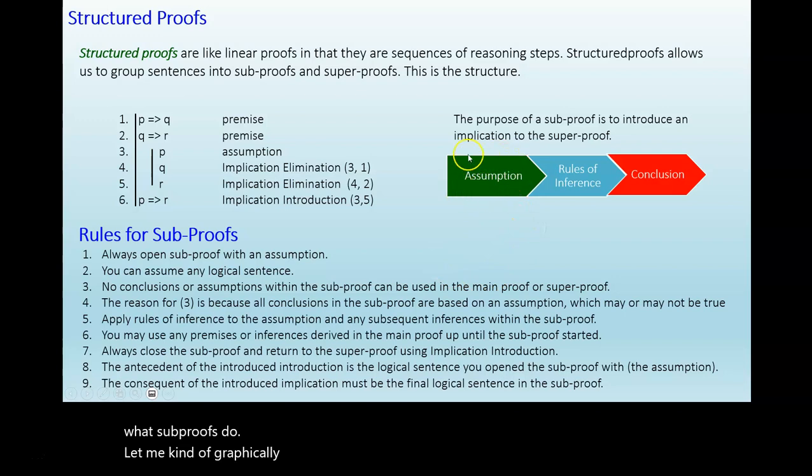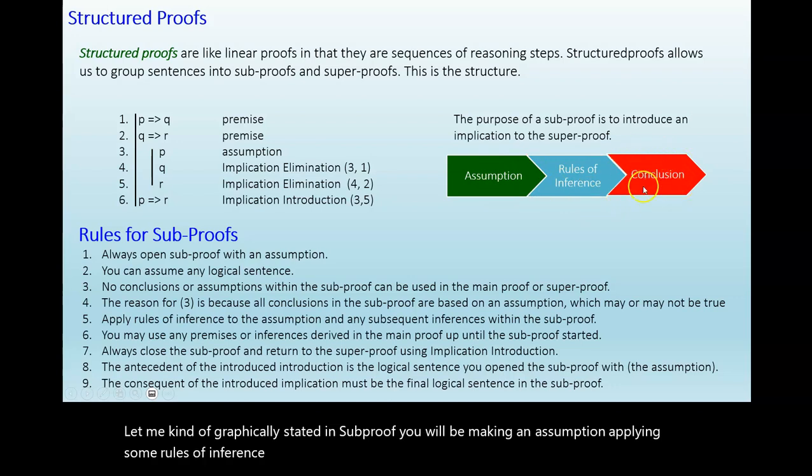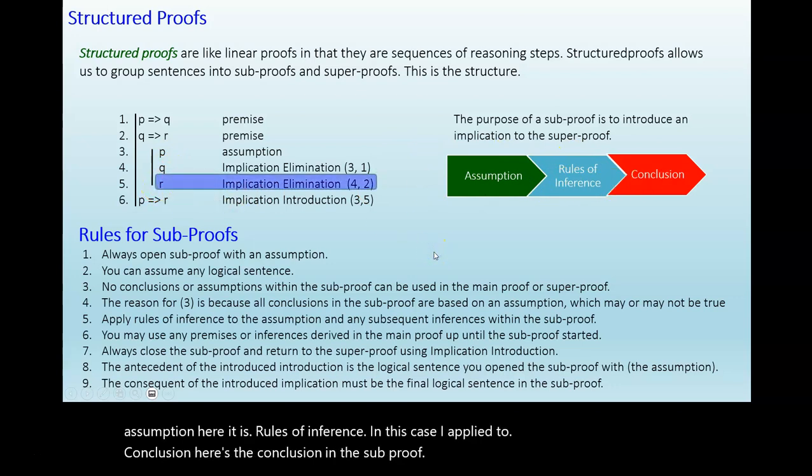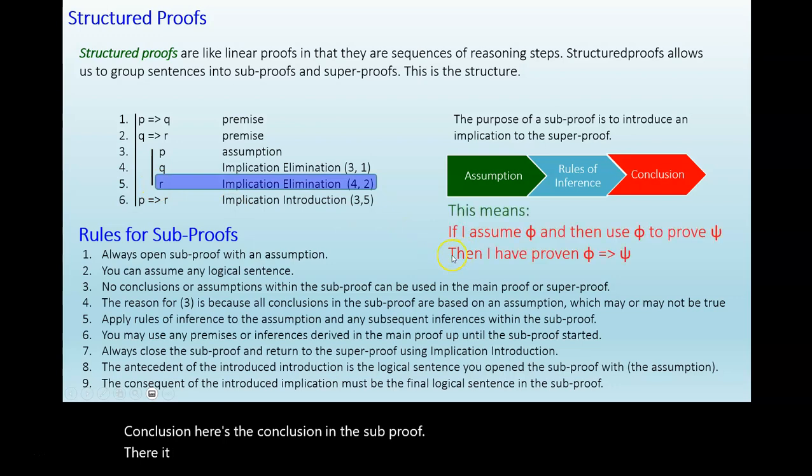In the subproof, you will be making an assumption, applying some rules of inference, and drawing some conclusion within the subproof. Again, assumption. Here it is. Rules of inference. In this case, I applied 2. Conclusion. Here's the conclusion in the subproof. There it is. And this means that if I assume phi and then use phi to prove psi, then I have proven that phi implies psi.